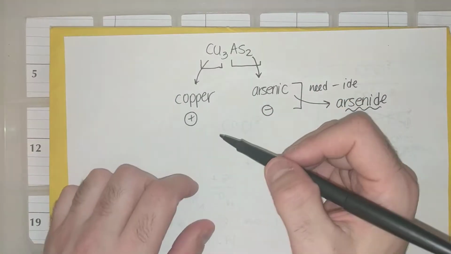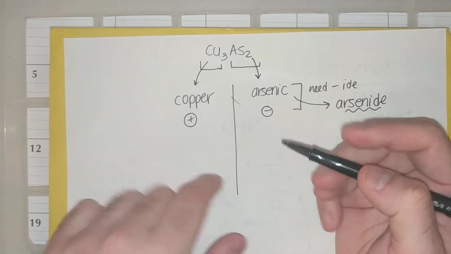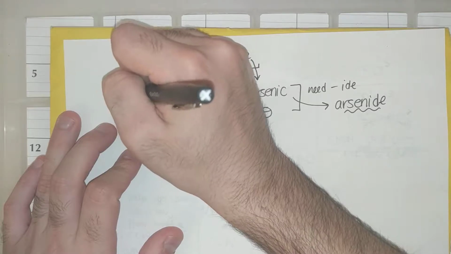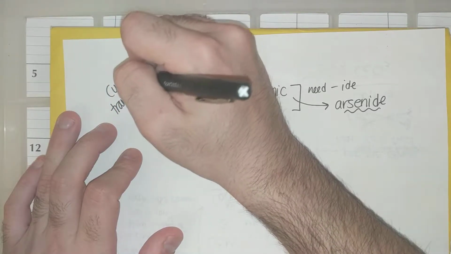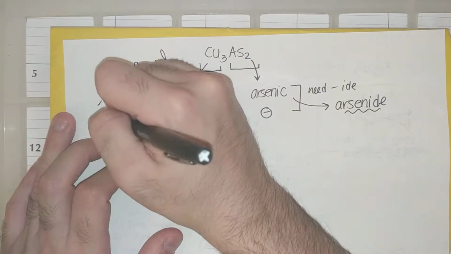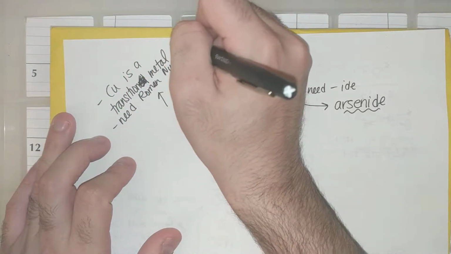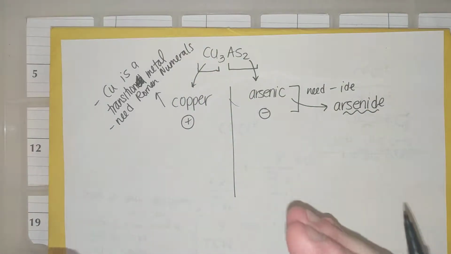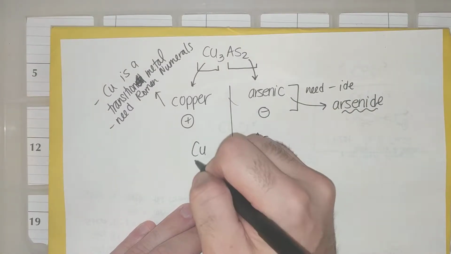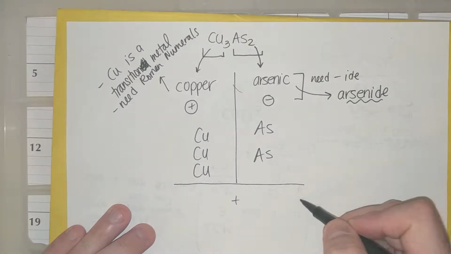And now I have copper, but I got to figure out the charge. Now remember, copper is a transition metal, so I need Roman numerals. But do I know the charge off the bat right now? No, I gotta figure it out. There are 2 arsenics in here and 3 coppers. Okay? And I know that the sum of their charges equals 0.